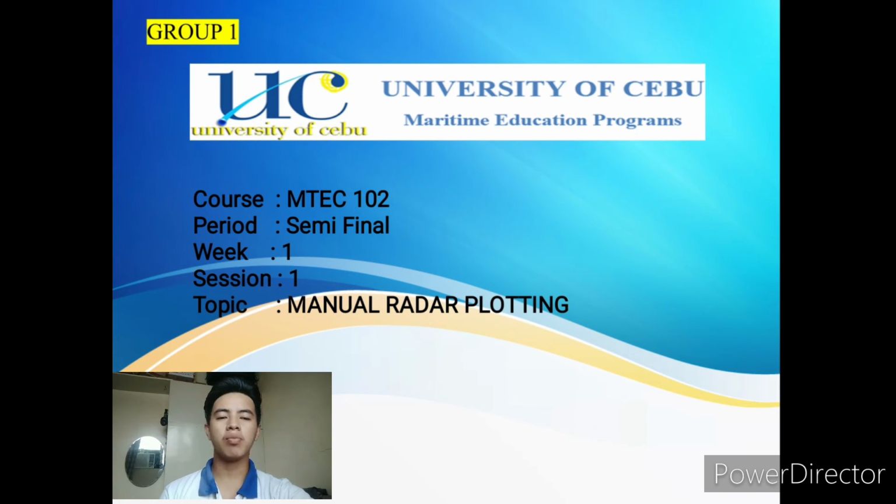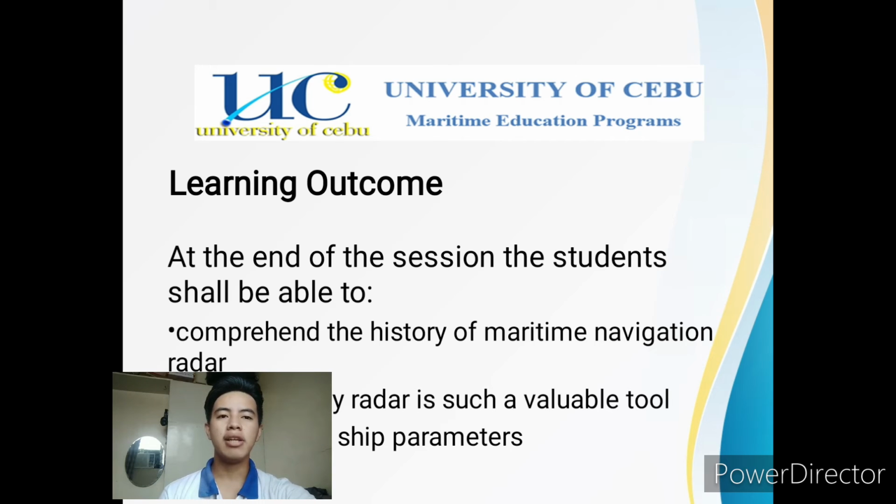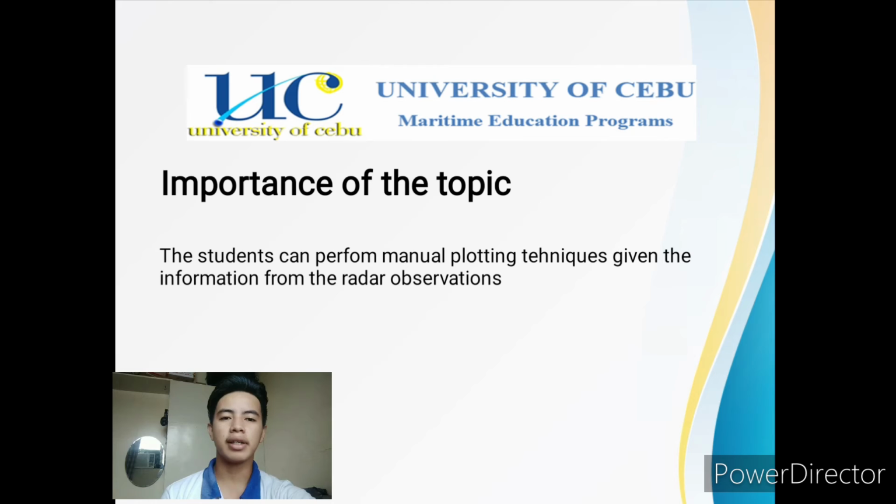Our topic is all about manual radar plotting. Course outcome: manual plotting techniques given the information from the radar observation. Learning outcomes: at the end of this session, the student shall be able to comprehend the history of maritime radar navigation, determine why radar is such a valuable tool, and recognize the ship parameters. Importance of the topic: the student can perform manual plotting techniques given the information from the radar observation.